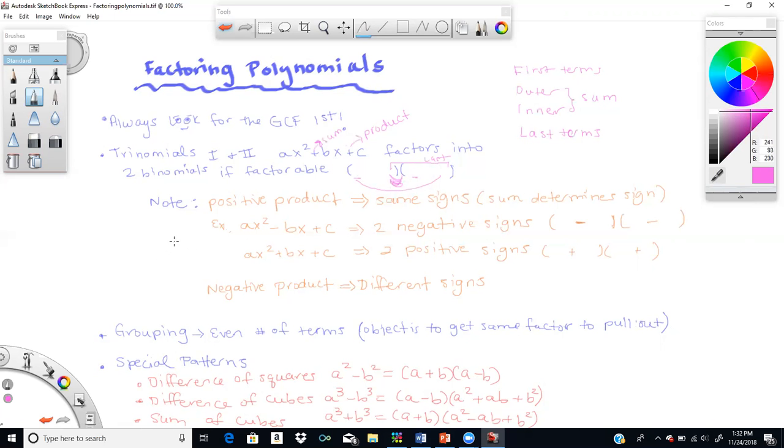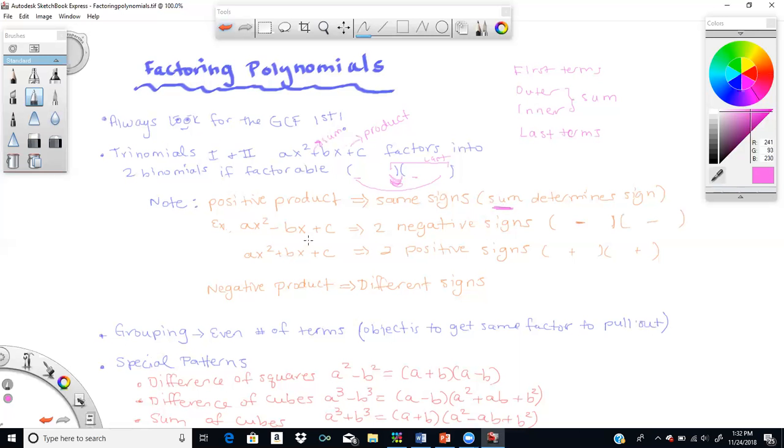Now, notice that, and I know this may sound Greek to you if you haven't seen it before, but if you have a positive product, that means that if the trinomial is factorable, they will have the same signs. But the sign will be determined by the sum. The sum will determine the sign.